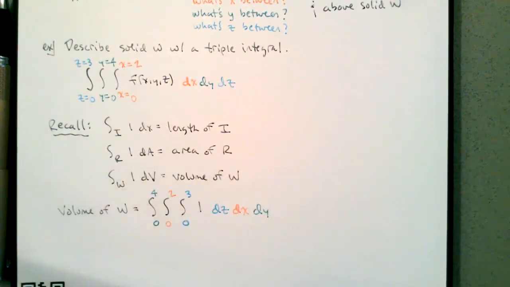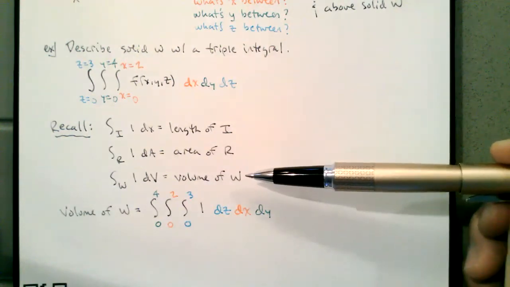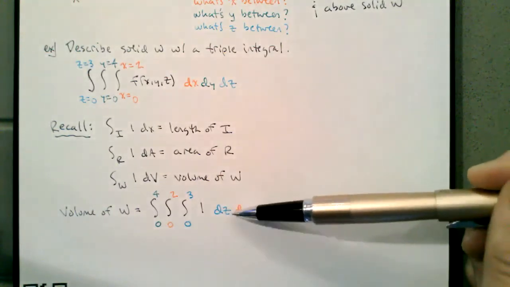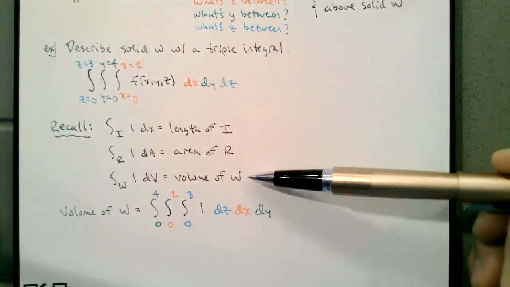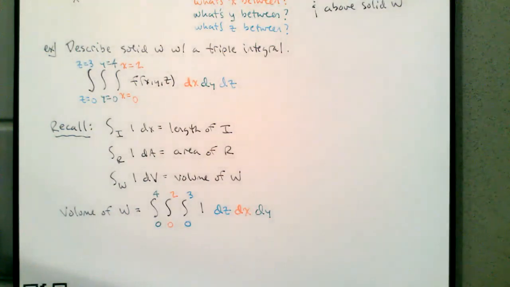So we are suspicious that, we know that integrating the function 1 dV, here's our dV, length, width, and height, is going to give us the volume of W. And we know that the volume of W is 24 because it's just a rectangular solid. We did length times width times height. Actually, I did height times width times depth.